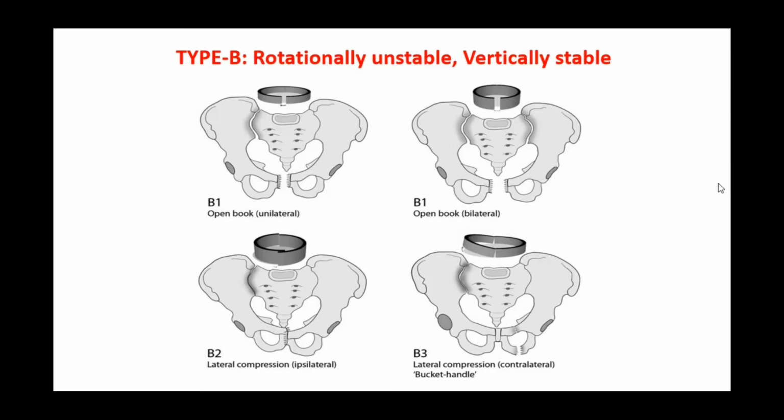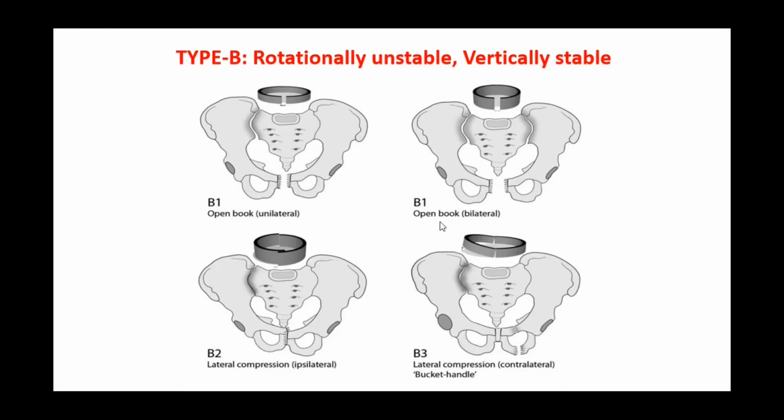Now type B. These are rotationally unstable and vertically stable injuries. So the pelvis is unstable here, although there is no vertical displacement. External rotation forces usually act on the hemipelvis. As you can see here in B1, open book, it is a unilateral one. Here there is an injury only to half of the pelvis, because of which there is an opening at the region of the pubic symphysis. And see the ring here, there is an opening in the region of the ring also. So this occurred due to the external rotation of the hemipelvis.